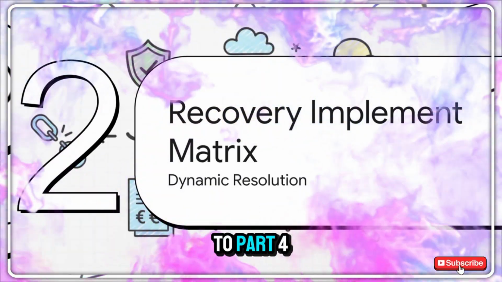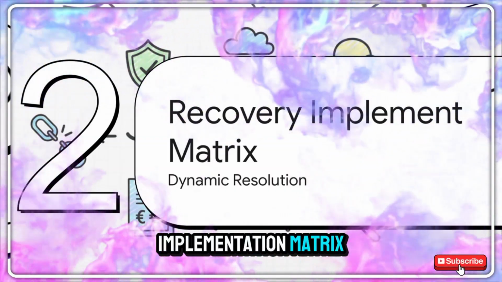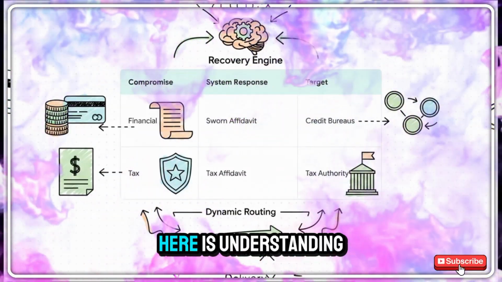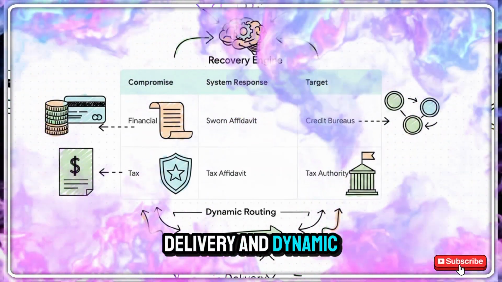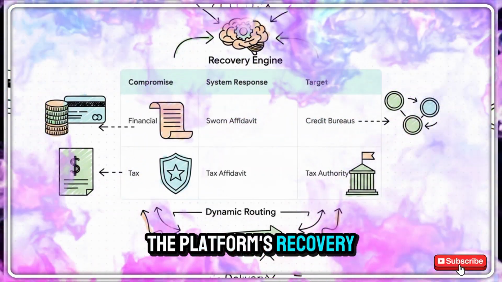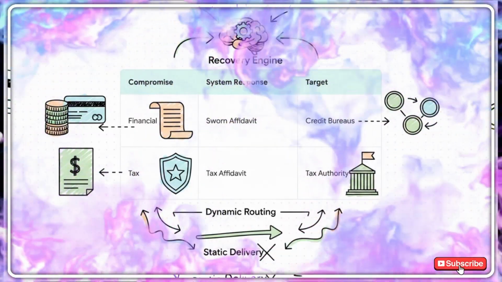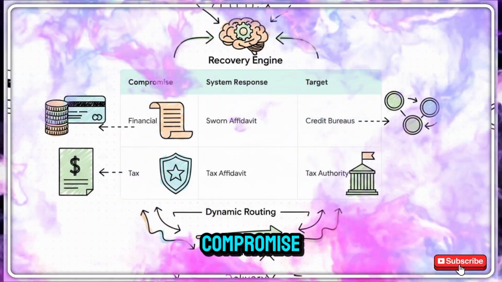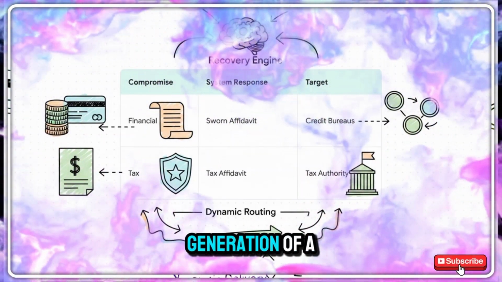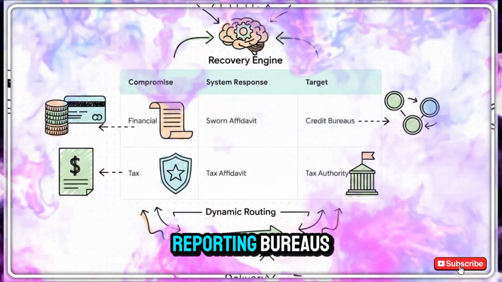Finally, let's turn to Part 4, the Dynamic Recovery Implementation Matrix. The crucial takeaway here is understanding the profound difference between static delivery and dynamic routing. The platform's recovery engine is highly customized based on the exact nature of the compromise. As you'll see in this matrix, if the algorithm detects a financial identity compromise, the automated response is the generation of a sworn affidavit, and the target action entities are the credit reporting bureaus.